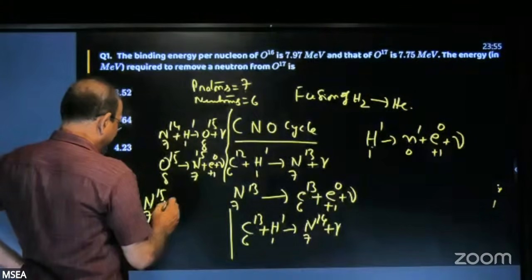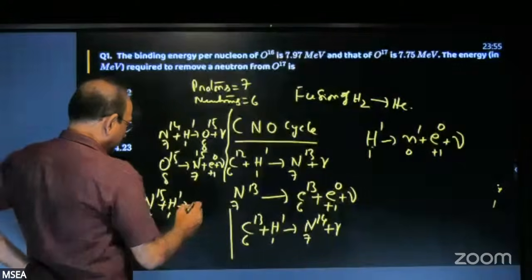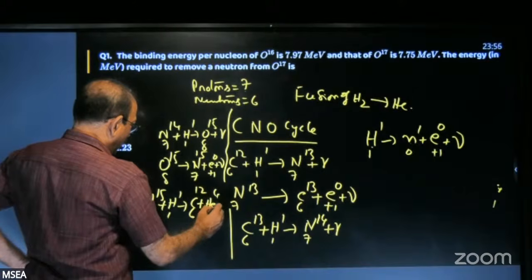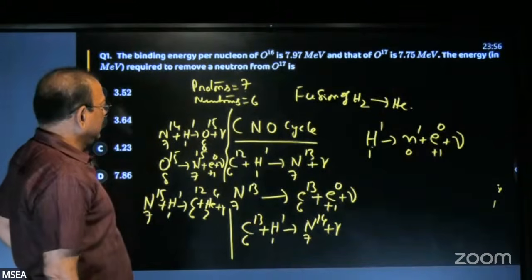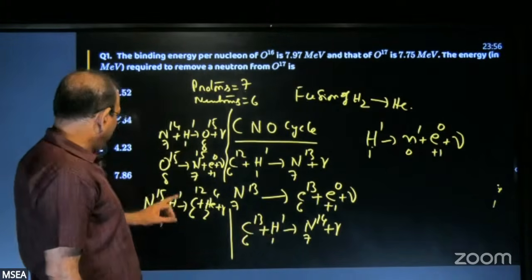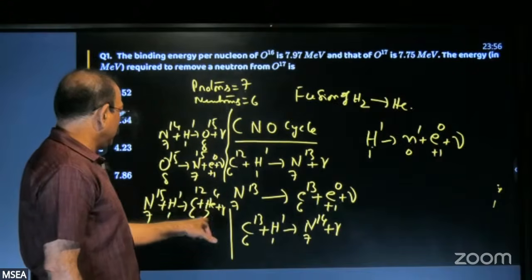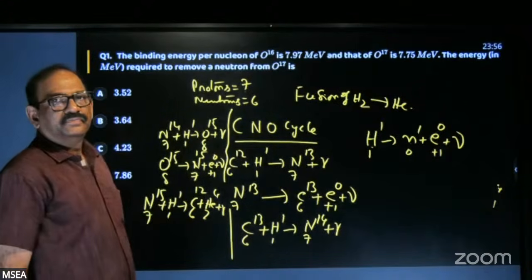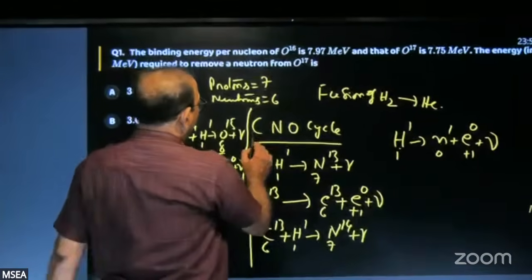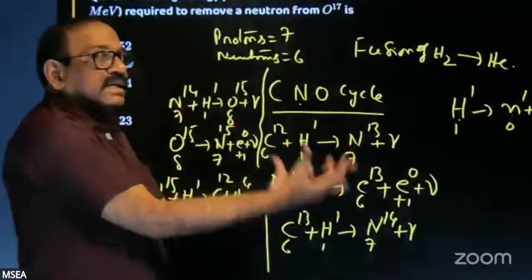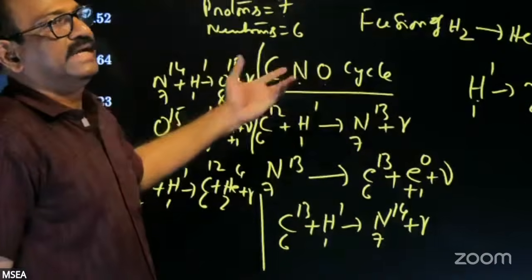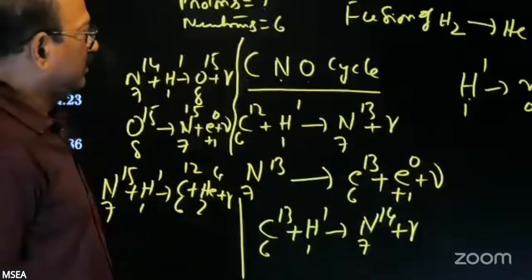Nitrogen-15 fuses with one hydrogen, giving C-12 and He-4. In this cycle, what happened? 1, 2, 3, 4: 4 hydrogen nuclei fused to form this helium. Carbon, nitrogen, oxygen act like a catalyst. So for this carbon-nitrogen cycle to take place, a catalyst is required.